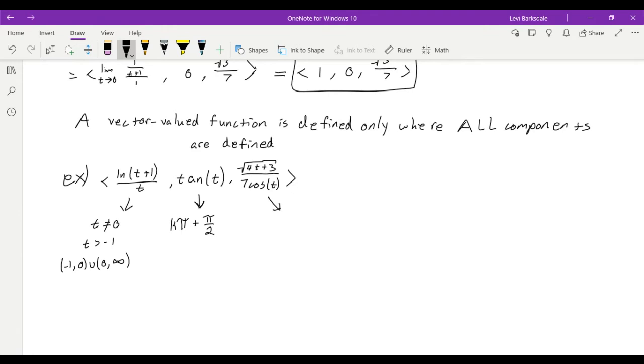Next, we need to look at this final component. And of course, we have a couple of constraints here. First off, we're dividing by cosine again. So let me just make a note. We again cannot have k pi plus pi over 2. But then we also have to have a positive under our square root. So we know that 4t plus 3 has to be bigger than or equal to 0. And that tells us that t is bigger than or equal to -3 over 4.